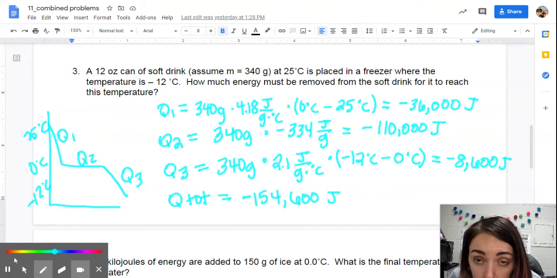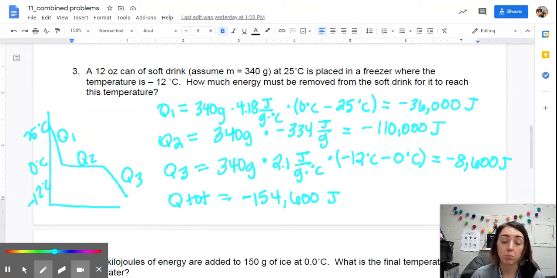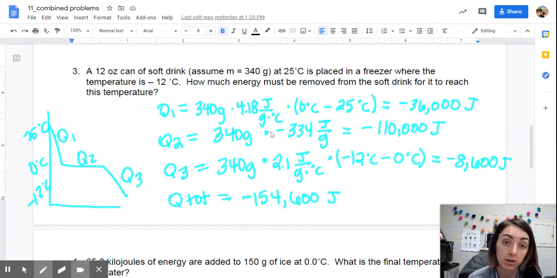Okay, so let's check your work and do a little walkthrough of the important parts. So Q1, that's liquid water. So I use my 4.18 specific heat capacity. And notice I have to watch the order of my final minus initial temperature. It ends at 0, that's the final, starts at 25. So that's going to make that Q negative, which makes sense because it's cooling off, energy is coming out.